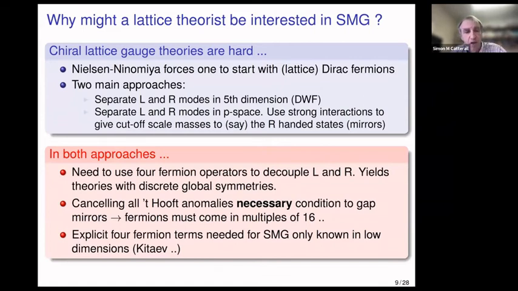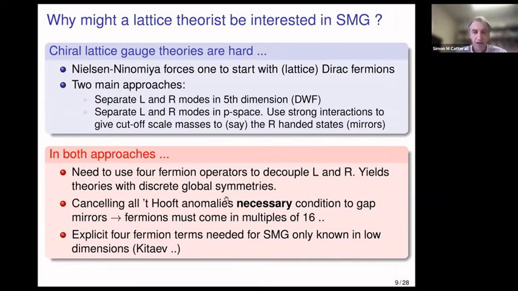Once you put those four fermion operators in, you have theories with discrete global symmetries. And what I guess was not known in the old days was the fact that these discrete global symmetries had 't Hooft anomalies, and that it was very important, if you were going to succeed in gapping these mirror states, that you cancel out those associated 't Hooft anomalies. So that's why there's some reason for optimism that we might be able to revisit some of the old ideas now equipped with this new knowledge.